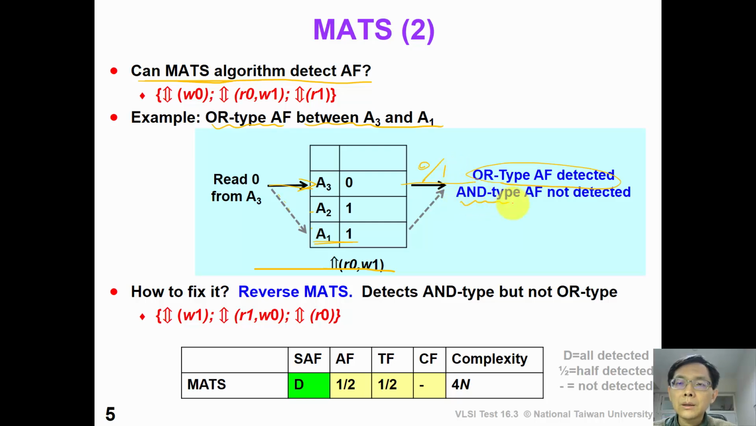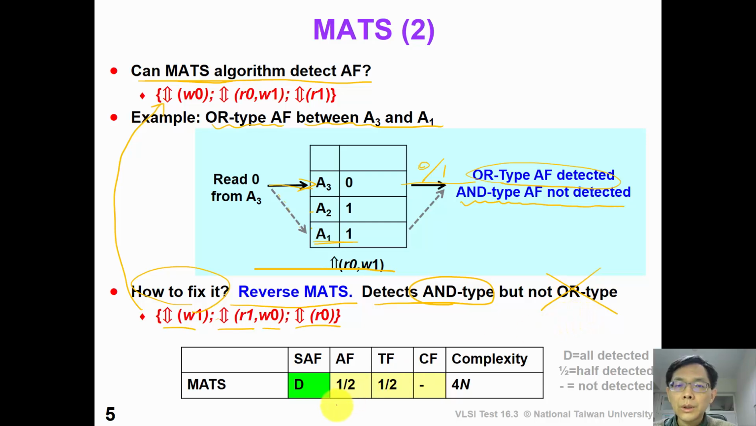However, we cannot detect the AND type address decoder fault. So what should we do? A very simple idea is that we can just reverse the March algorithm. So we reverse all the 0s and the 1s from the original March algorithm. In this way, we can detect all the AND type address decoder faults. However, now we cannot detect the OR type address decoder fault.